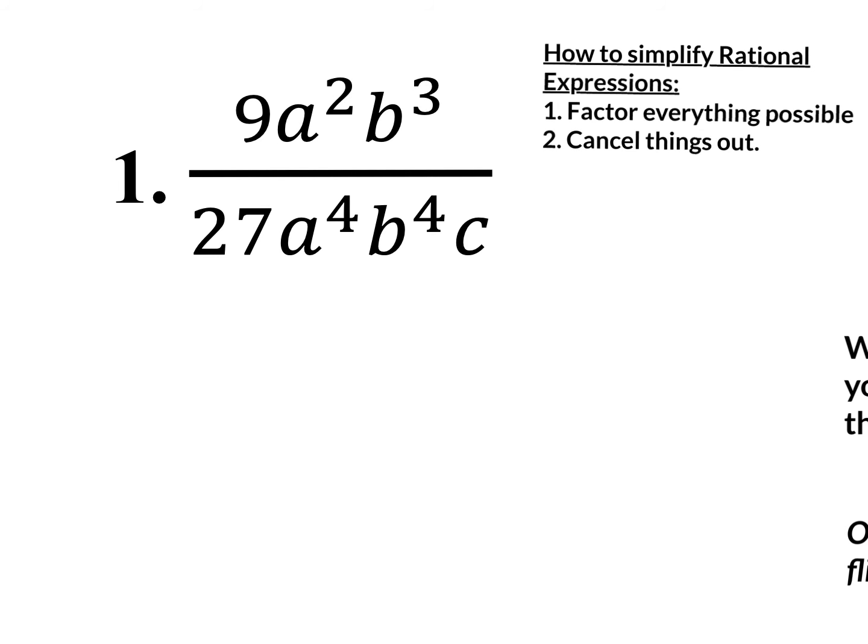Okay, so what would you guys like to cancel? The 9 and the 27, right? 9 over 27, that fraction would reduce down to 1/3. 9 divided by 9 is 1. 27 divided by 9 is 3. Are you with me? Yes.